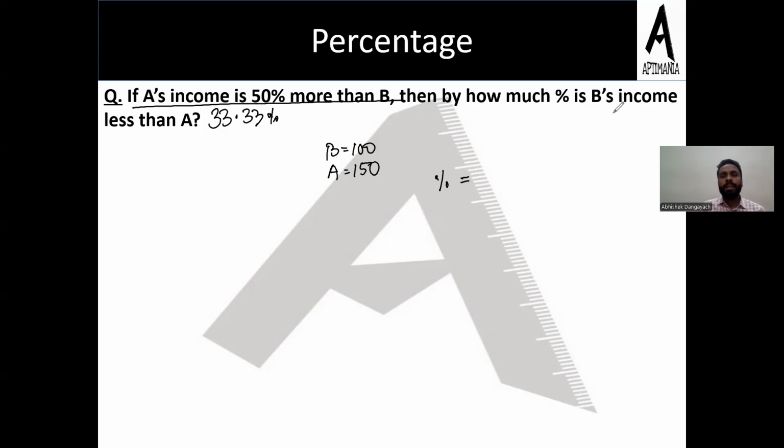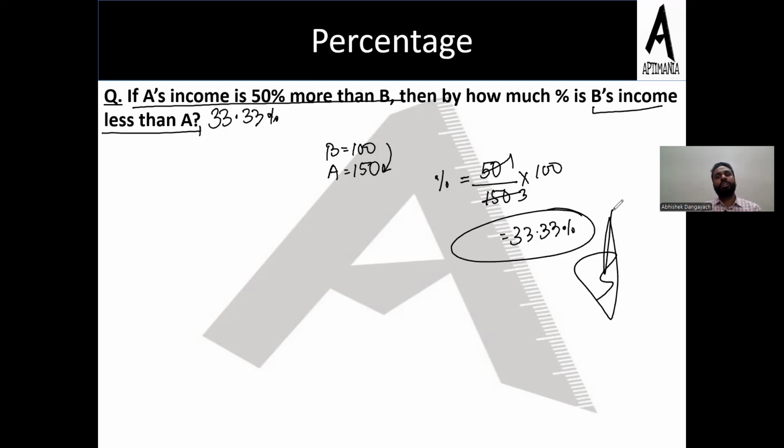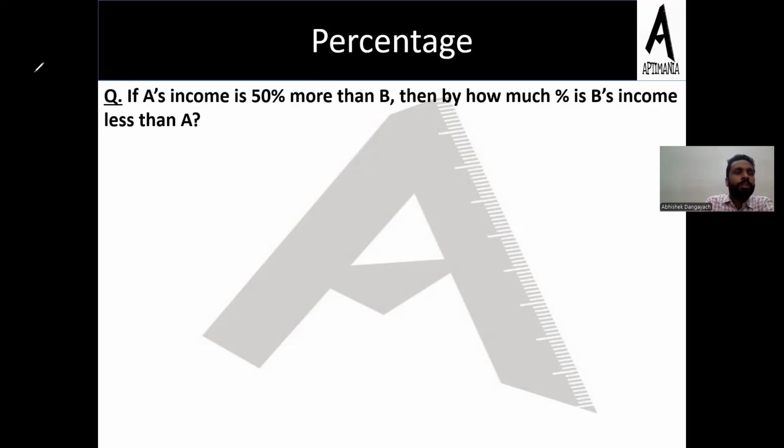By how much percent is B's income less than A? B की इनकम कितनी कम है? 50 rupees कम है. किससे कम है? 150 से कम है, into 100. This is 1 by 3. 1 by 3 is 33.33%. That should be the correct answer for this question. So I hope this type of question is clear to you. I guess we can remove the solution and can go ahead with the next question.